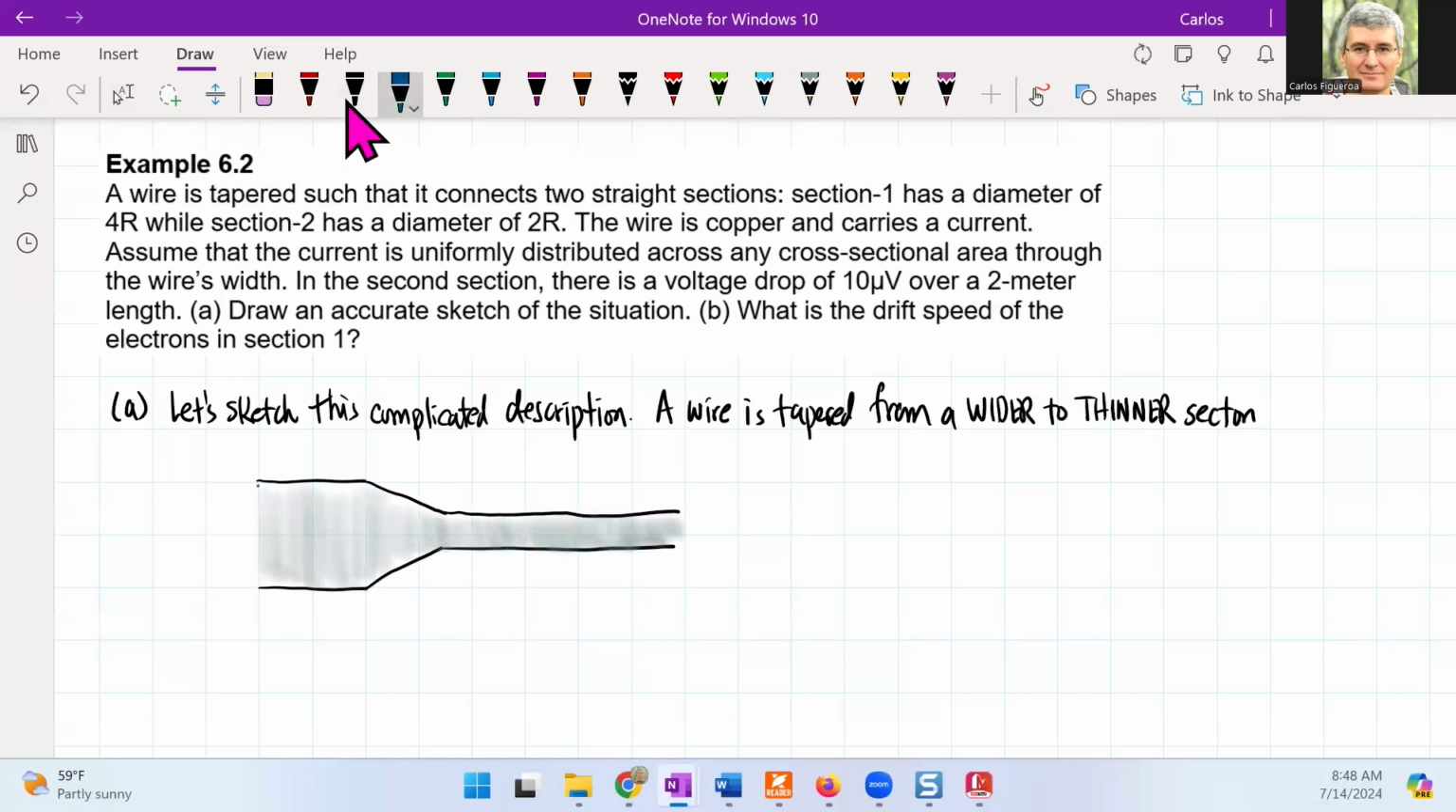So I know that the wider region has a diameter of 4R, and I know that this has a diameter of 2R. And so this sets up section 1, and this sets up section 2.